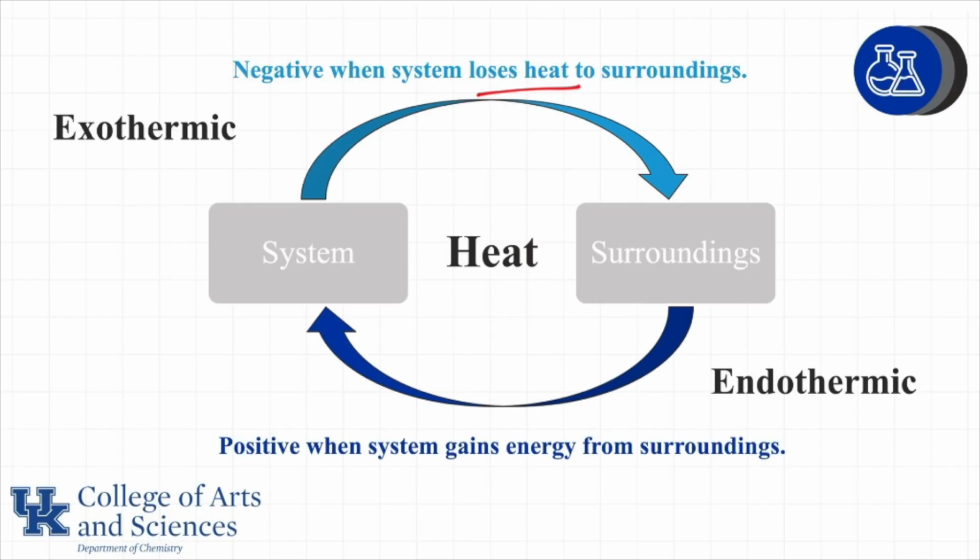When the system gains heat, so heat is coming from the surroundings into the system, the system is gaining energy. We call that an endothermic process, and it's going to have a positive value. So heat going in versus heat exiting. Exo and endothermic are talking about the flow of heat as well.